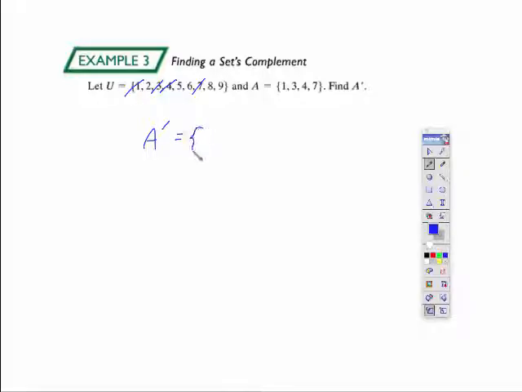It is a set, so we need the braces, and this is {2, 5, 6, 8, 9}. Of course, you can put that in the order you want. I just put it in the order that appeared.